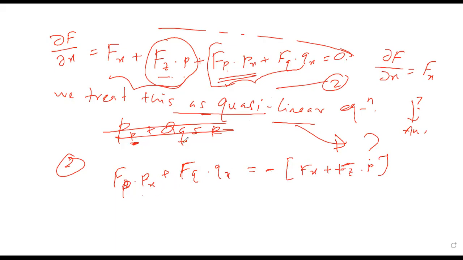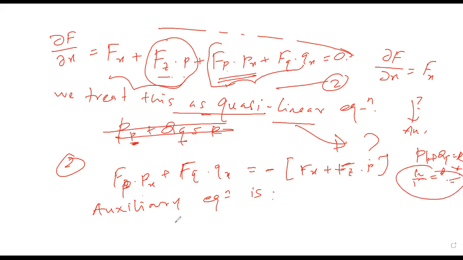Now, if it is a quasi-linear equation, write the auxiliary equation for this one. If it is P p plus Q q equal to R, what is the auxiliary equation? It will be dx over P, dy over Q, dz over R. So in that sense, if you write the auxiliary equation, I'm treating this one as P and Q, so this only I need to write.